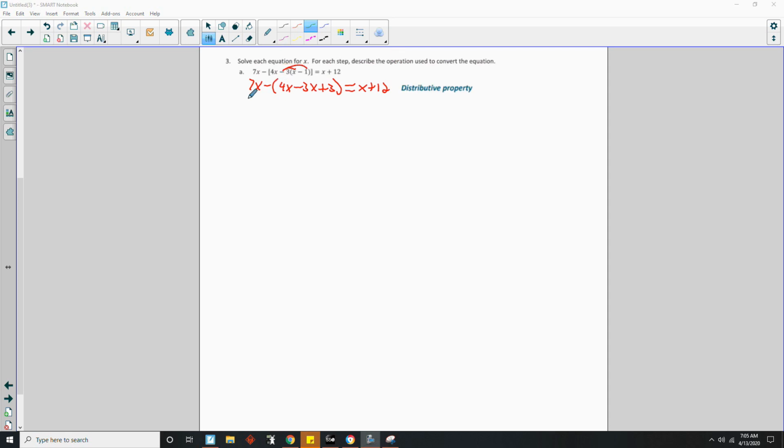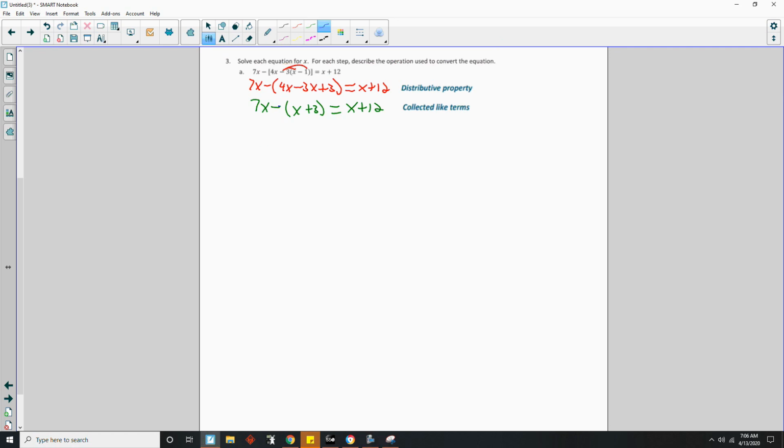All right, the next step is we're going to distribute. Actually, we could combine like terms. So this 7x is going to stay here, minus parentheses, and then 4x minus 3x is x plus 3 equals x plus 12. Okay, so that's combine like terms. We combine like terms, change to blue for the next step.